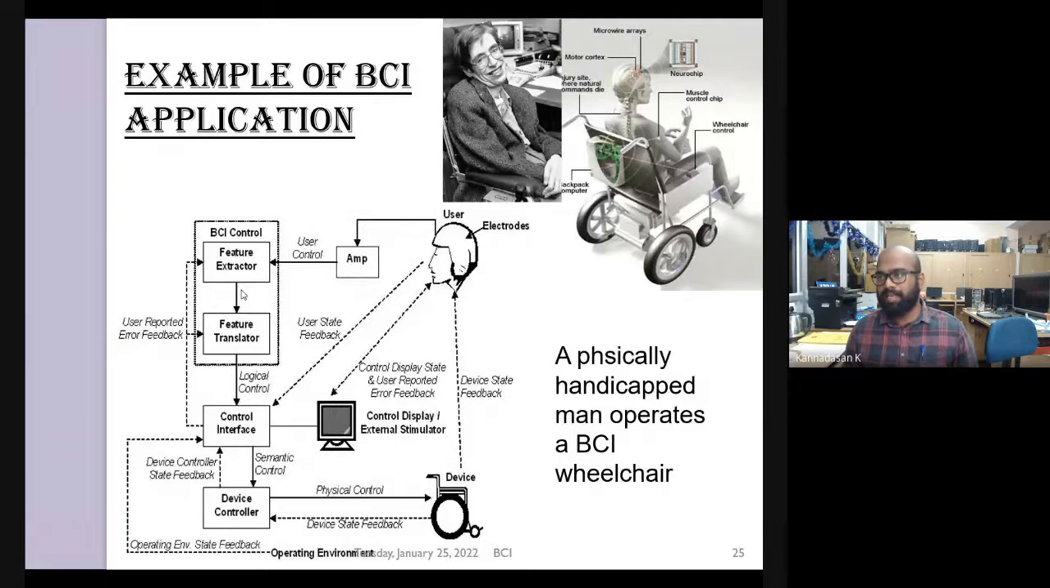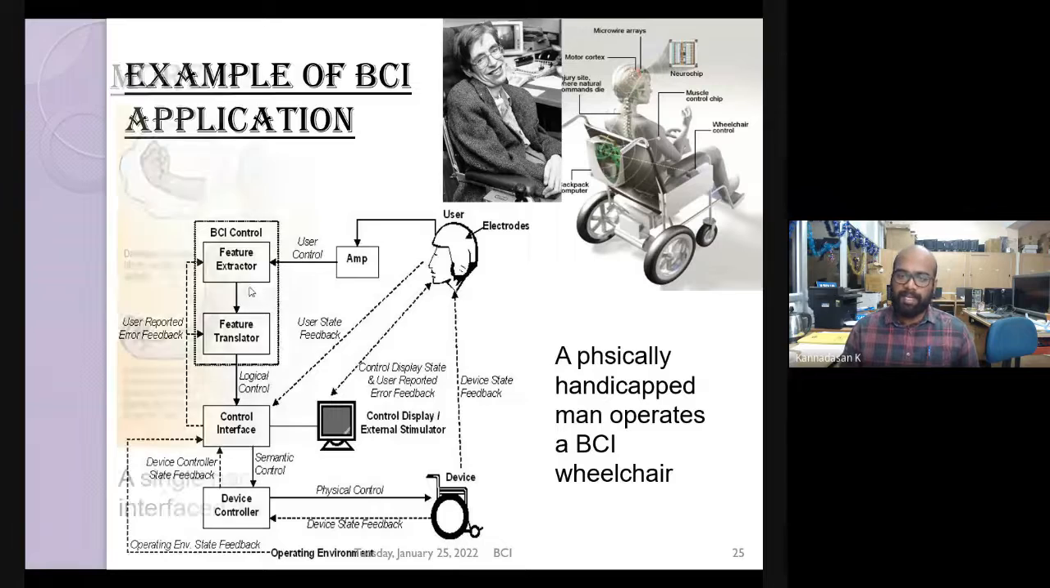What set of features am I extracting? For easy understanding, you can take the mean value, variance of that particular signal, etcetera. Then I'll be translating that. Translating means classification, what he is thinking. So I'm trying to classify what he is thinking, then I'll be giving it to the control interface. The control interface is the one which will display, like the person can see and interact with that control interface, through which the control will be given directly to the device controller, and the device will move left or right, or whatever he is thinking accordingly. So this is a very easy example of BCI.